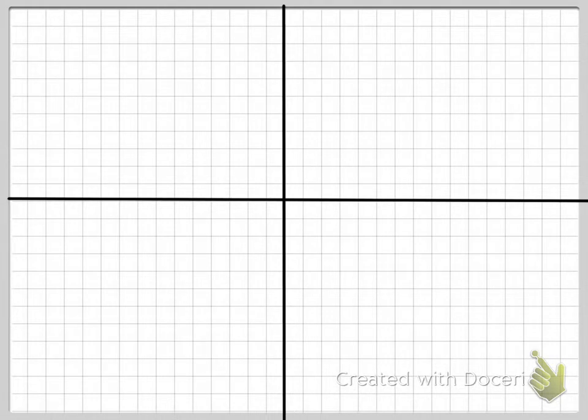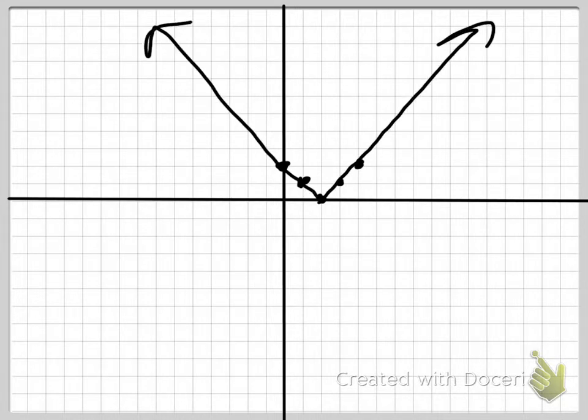So we're at 0, 2. Then we're at 1, 1, 2, 0, 3, 1, and 4, 2. I'm going to draw my V for my absolute value.